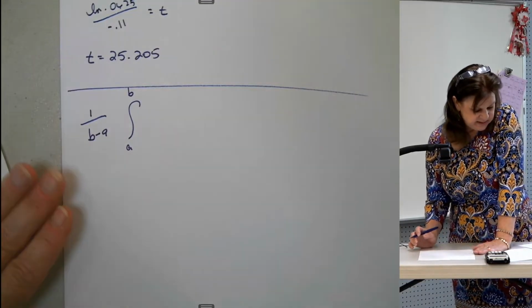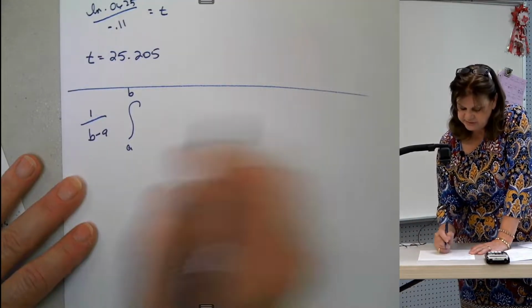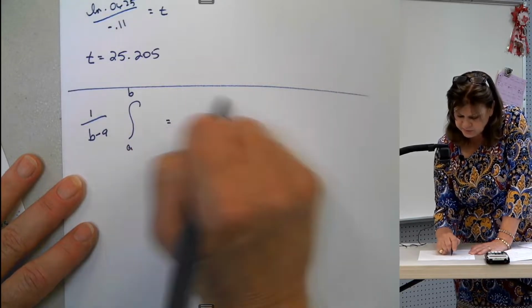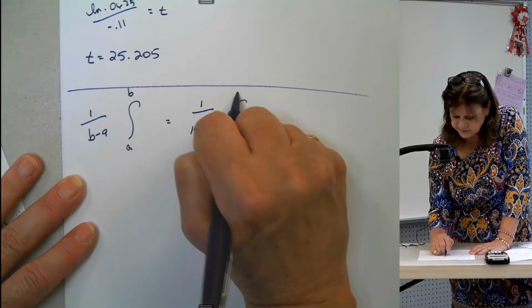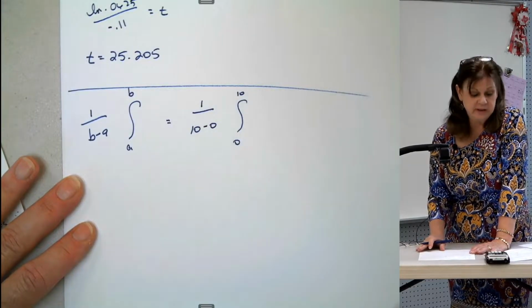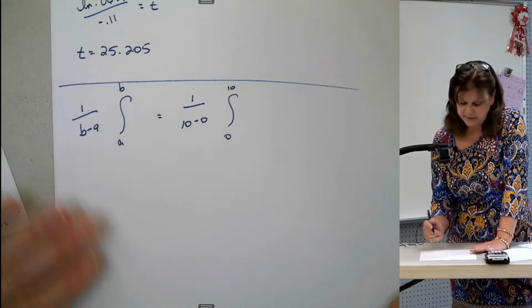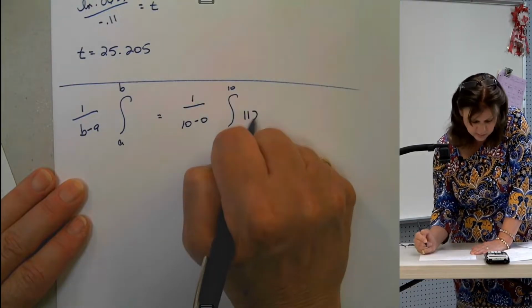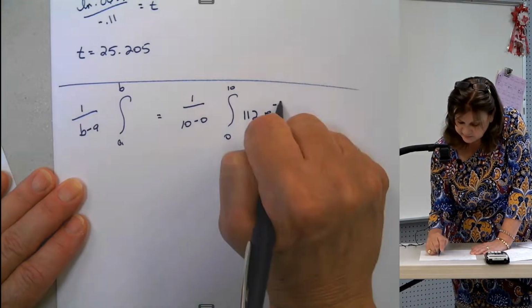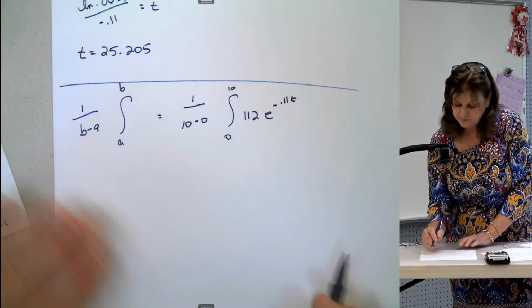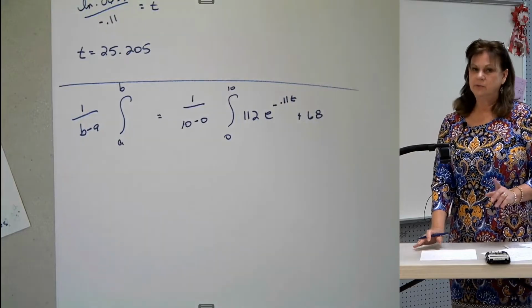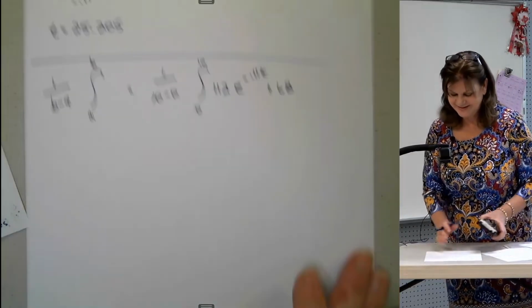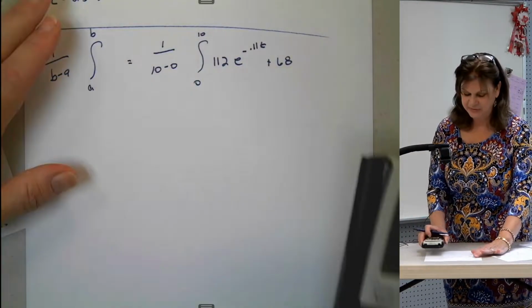They're asking us the average temperature during the first 10 minutes. So what I'm going to do is 1 over 10 minus 0. We're integrating from 0 to 10. And what are we integrating? Well, we're integrating the equation that we came up with, 112 e to the negative 0.11t plus 68. And no, you won't have to do that by hand. That would be horrible.